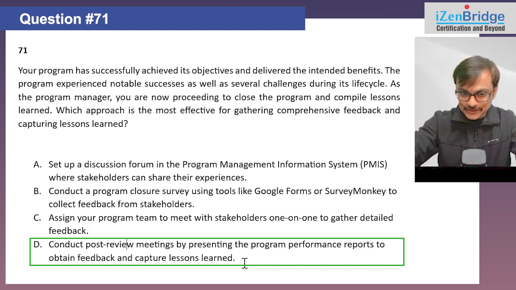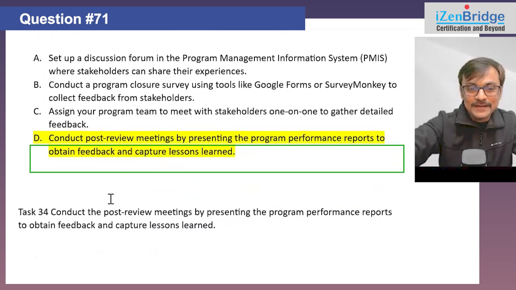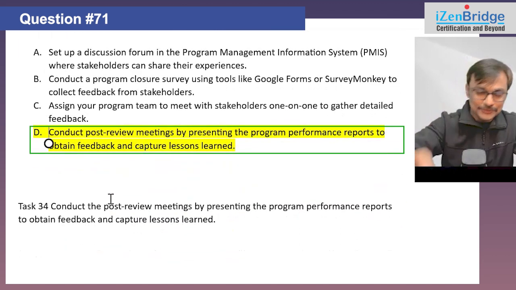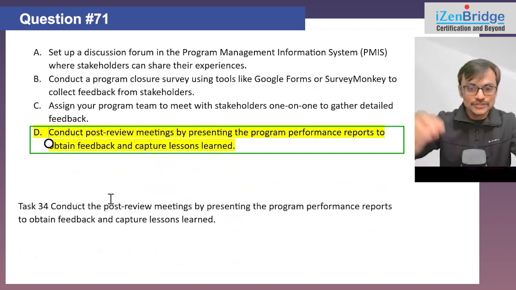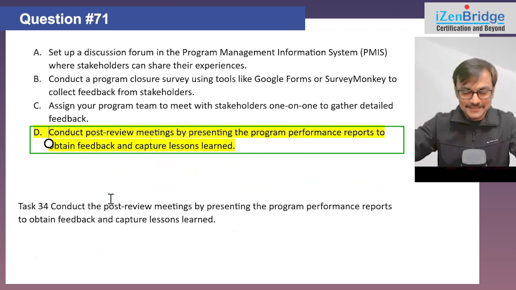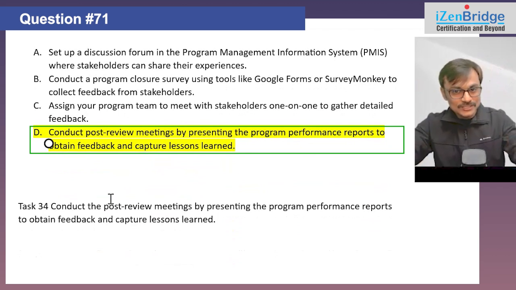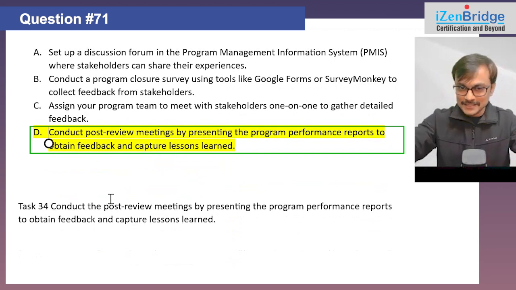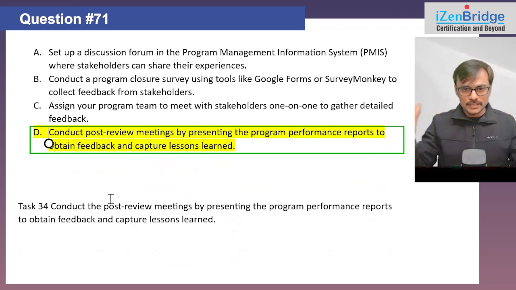Now there is a little trick also. If you are already familiar with the PgMP ECO, then you find this statement pretty familiar, because this statement is exactly coming from task number 34. Task 34 says: conduct the post-review meeting in a program lifecycle by presenting the program performance report to obtain feedback and capture lessons learned. So sometimes when you know the PgMP exam content outline, it is easier to find the answers, but you can find the answer without knowing this as well, because it's obvious looking at the other options. This option is more comprehensive, more interactive in nature.